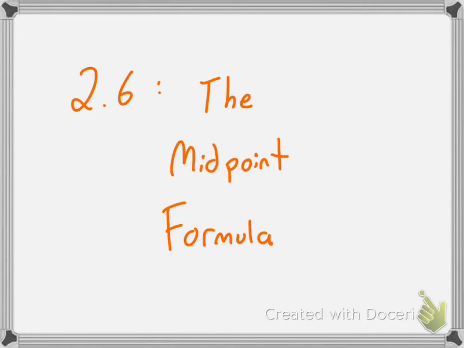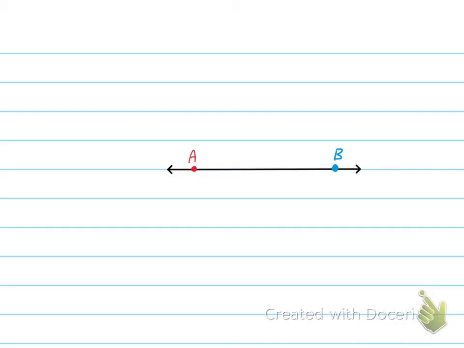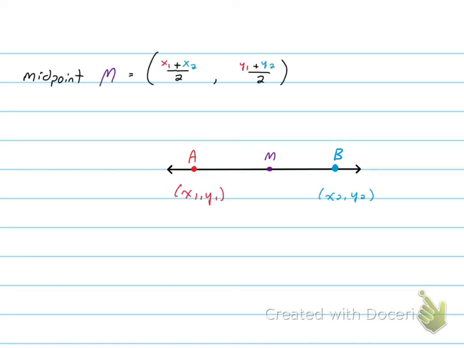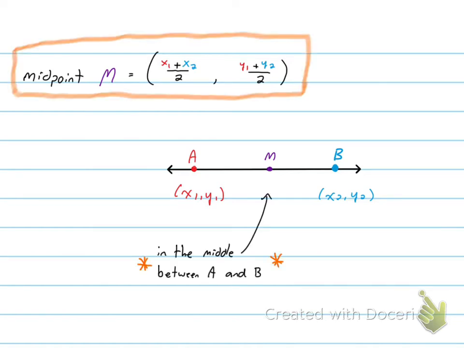In section 2.6, we're going to be talking about the midpoint formula. So let's say we have line segment AB with coordinates x1, y1, and x2, y2. The midpoint of that line segment M would be the coordinate x1 plus x2 divided by 2, and then y1 plus y2 divided by 2. We're basically just finding the middle between A and B. Now definitely make sure you have this formula highlighted in your notes.